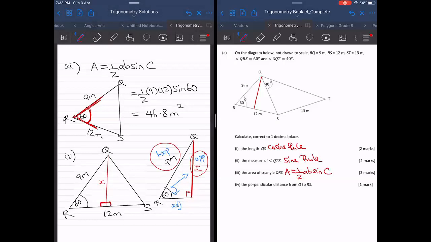So I'm going to write some on the next page, but I don't really want to turn. We're going to say that sine 60 is the opposite over the hypotenuse. So sine 60 is x over 9. So 9 times sine 60 is what we're looking for. You're going to get 7.8.